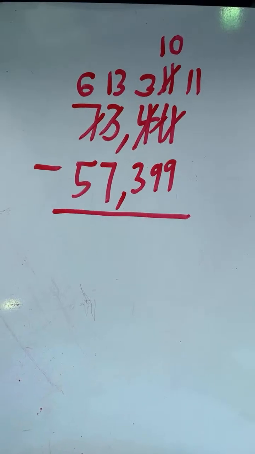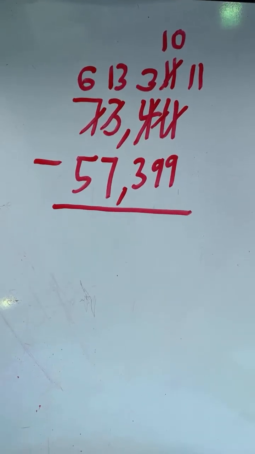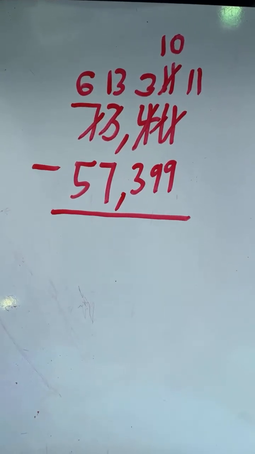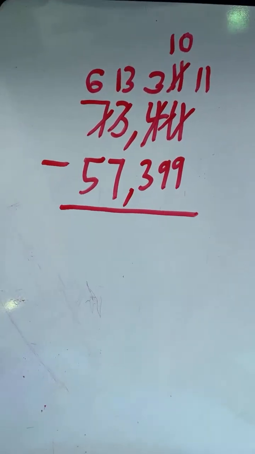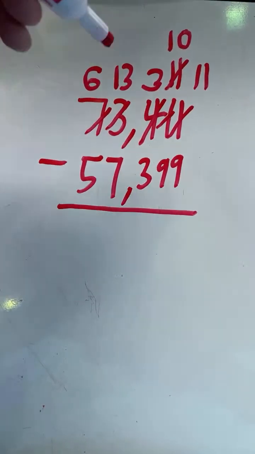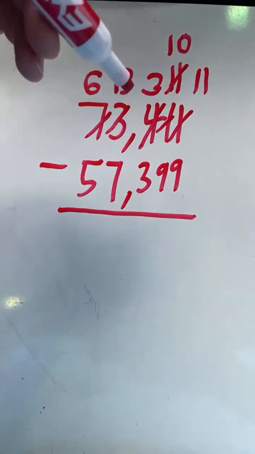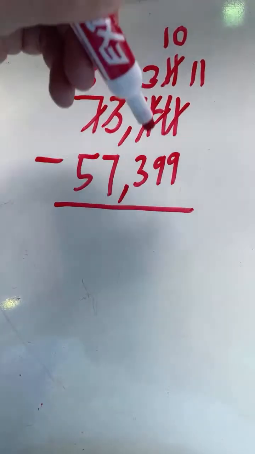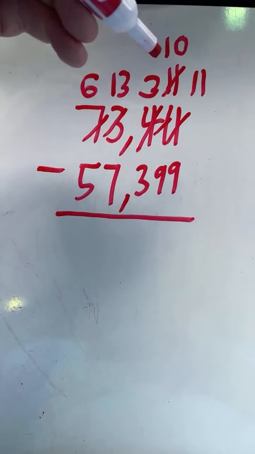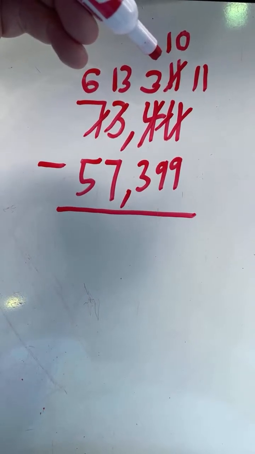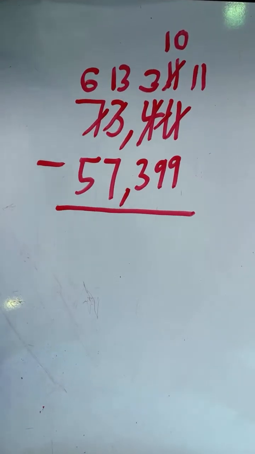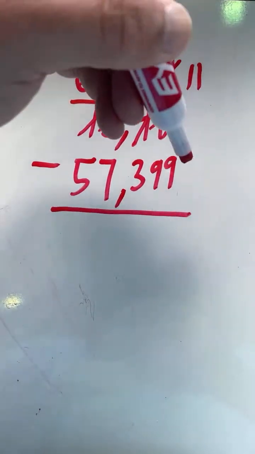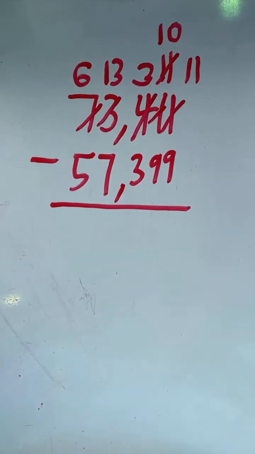So now I'm making sure all the digits on top are either equal to or bigger than all the digits on the bottom. So 6 is bigger than 5, 13 is bigger than 7. In the hundreds place, the digits are the same, and that's okay. The digits can be equal. The only time it's a problem is if the bottom digit is bigger than the top. But if the digits are the same, that still works. All right, 10 is bigger than 9. 11 is bigger than 9. So we are ready to subtract.